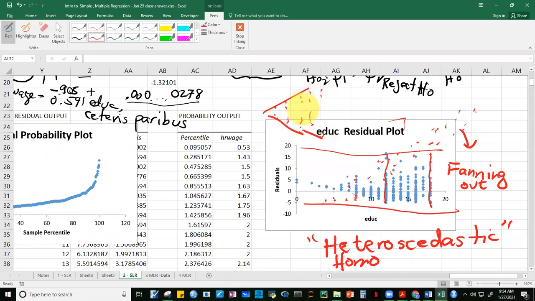As the value of the independent variable of your model increases, our residuals get larger. So that's an example of heteroscedastic residuals. Pag ganyan guys, later on sa next subject nyo, i-address niyan kasi hindi pa pwedeng ganyan. Hindi acceptable yung model pag ganyan. Okay? So any questions so far?